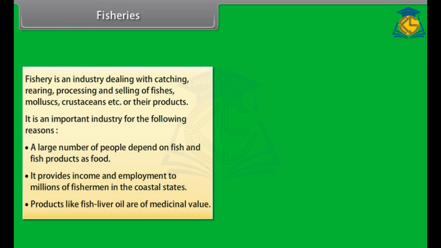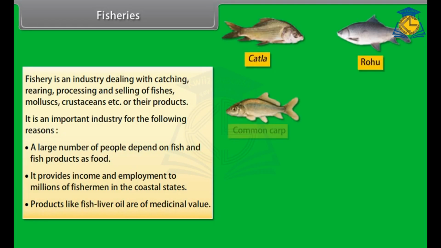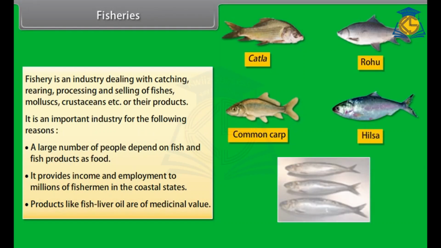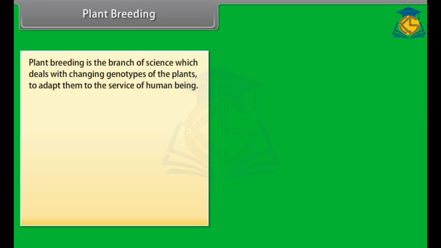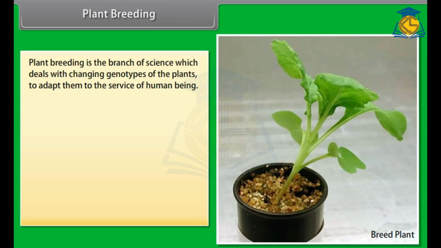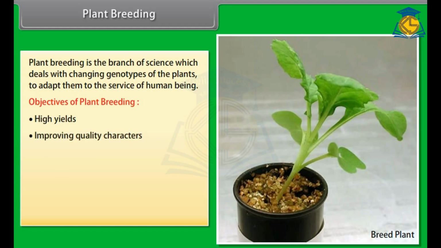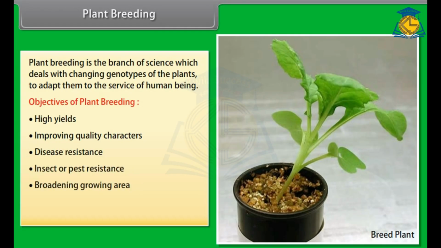Some common freshwater fishes are catla, rohu, common carp, etc. Some common marine fishes are hilsa, sardines, etc. Plant breeding. Plant breeding is the branch of science which deals with changing genotypes of the plants to adapt them to the services of human being. Objectives of plant breeding: high yields, improving quality characters, disease resistance, insect and pest resistance, broadening growing area.